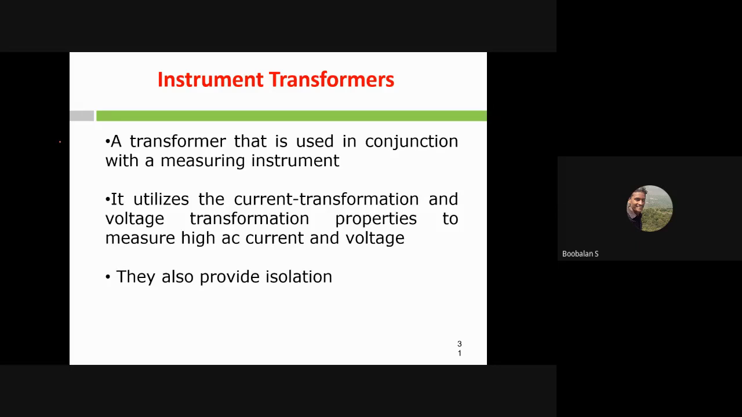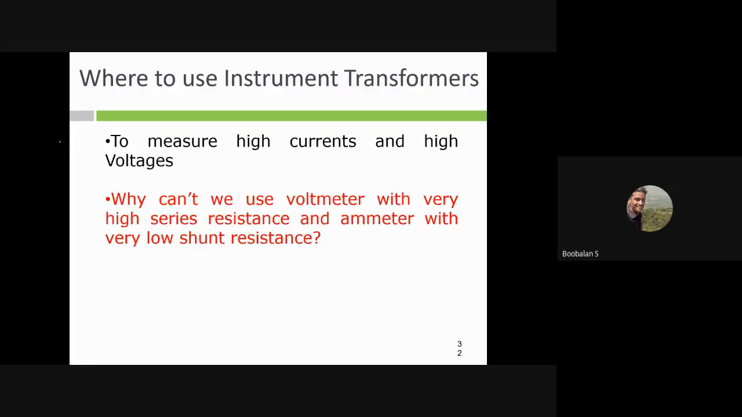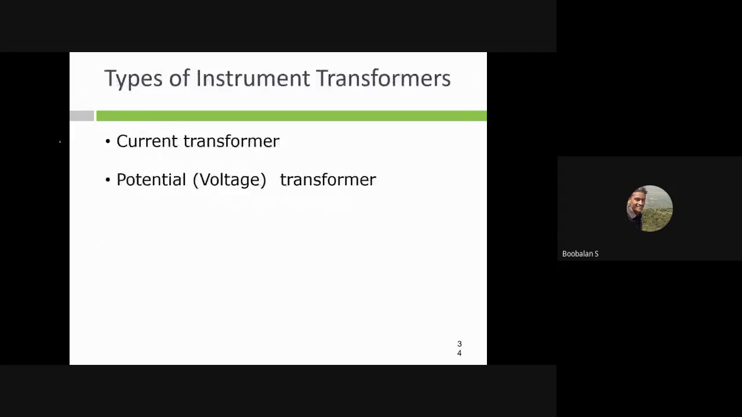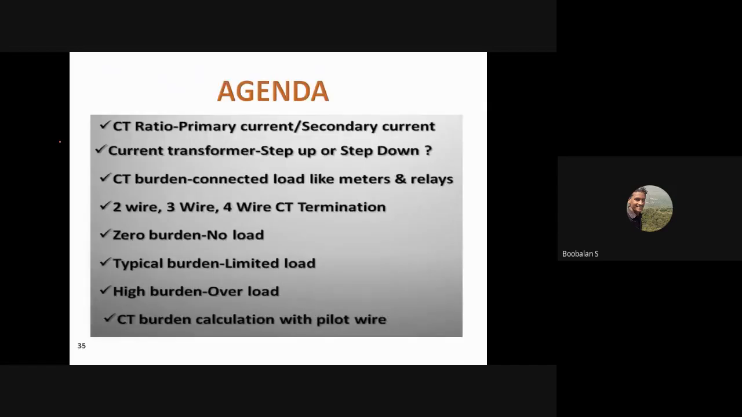Anyway, it will be very easy for me, and I'm just going to move a little fast because you've already studied. The types of instrument transformer are two: CT and PT, current transformer and potential transformer. I'm just going to move a little fast today. CT in the sense current transformer, right?